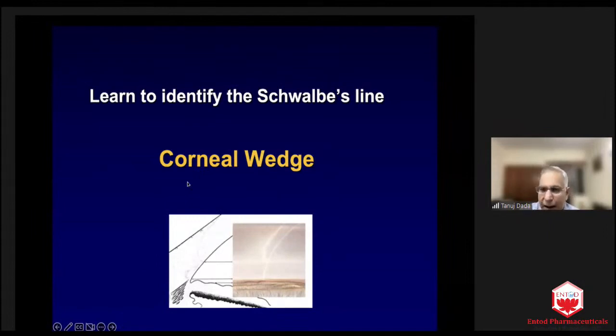Now, coming to angle closure, you have to learn to identify the Schwalbe's line and for that you require a corneal wedge. So you make a 30 degree angulation of the slit lamp and you will see two beams of light. The first one from the corneal endothelium, the other from the corneal epithelium, where they meet. That point is the termination of Descemet's membrane or the starting point of the angle.